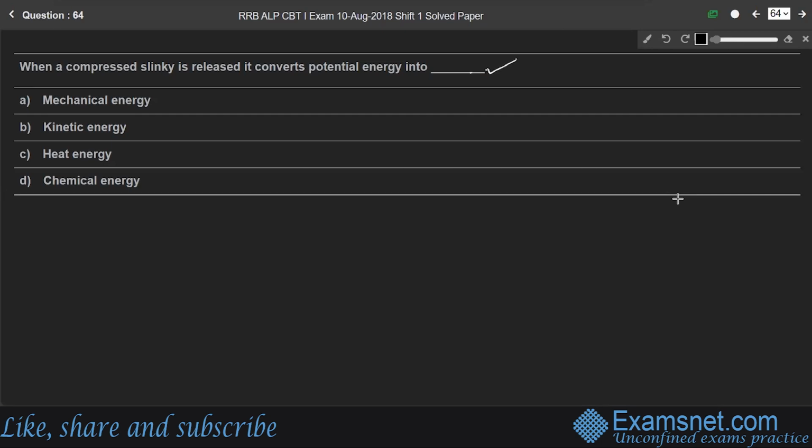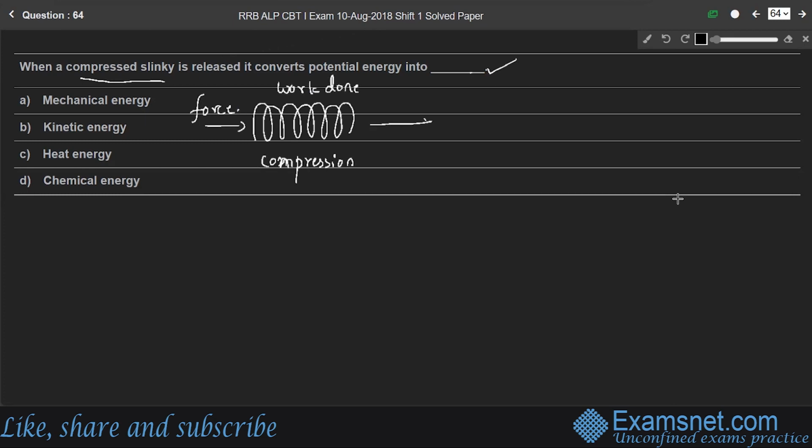Question number 64. When a compressed slinky is released, it converts potential energy into. So students will consider a compressed slinky, right? Due to the application of force, the slinky is compressed. That means some work has been done on it. This work done stores potential energy in the slinky.